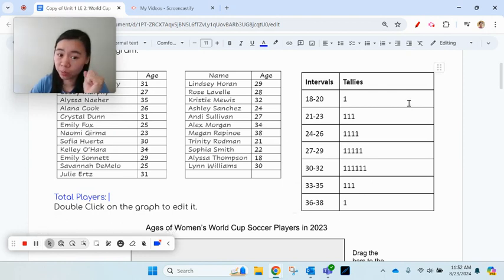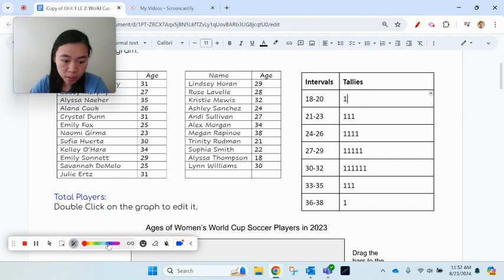I really, really hope that you tried it on your own and you are checking your work. It's no good for you if you're just getting these answers. So I decided to use the number 1 as a tally, and we can see here that I had 1 player that is between 18 and 20, 3 players between 21 and 23, 4 players, and you can also type this in if you'd like on yours. 1, 2, 3, 4, 5 players.